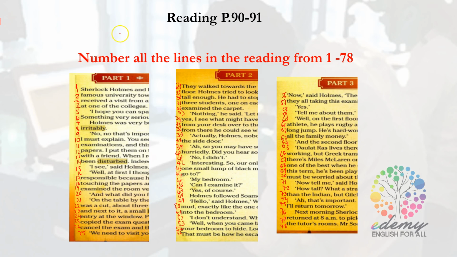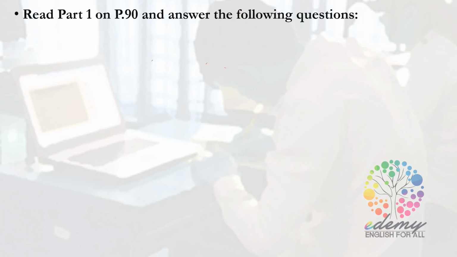Okay, so what I want you to do now is to number all the lines in the reading from number 1 to number 78, for example, 1, 2, 3 until 78. After you have numbered the lines in the reading in the textbook, here is the activity that I want you to do.